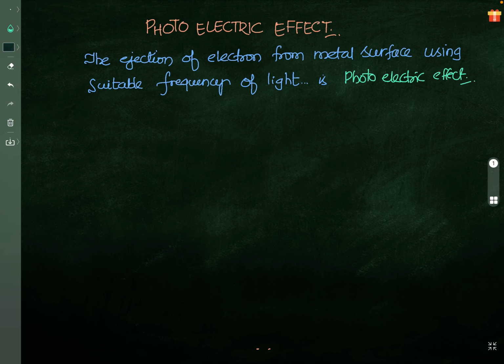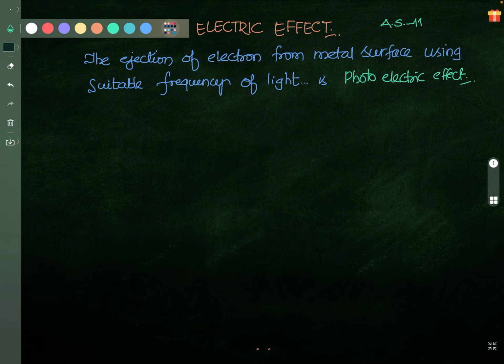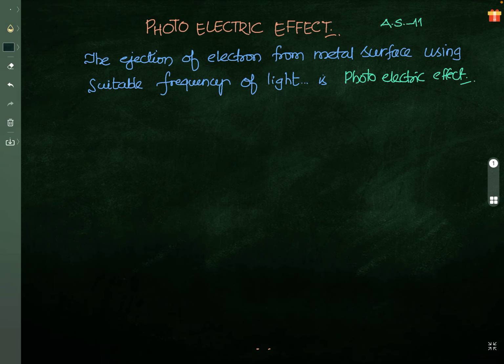Now we will discuss the photoelectric effect. It's of atomic structure, class 11. Fine. One very important concept of your physics actually. It is photoelectric effect: the ejection of electron from a metal surface using suitable frequency of light.